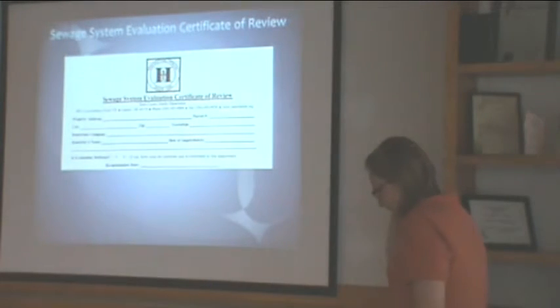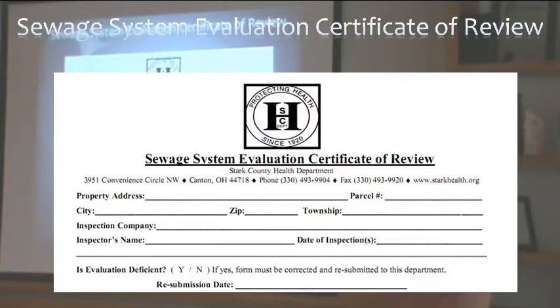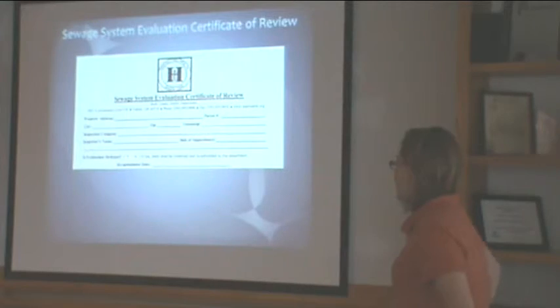Okay, here's the first half of the certificate of review. The biggie there is the evaluation is deficient. So make sure it's filled out completely so we don't have to return them. If it's deficient, we'll mark yes and then send it back. Once we get it back in, we're going to use the same form and write the resubmission date.